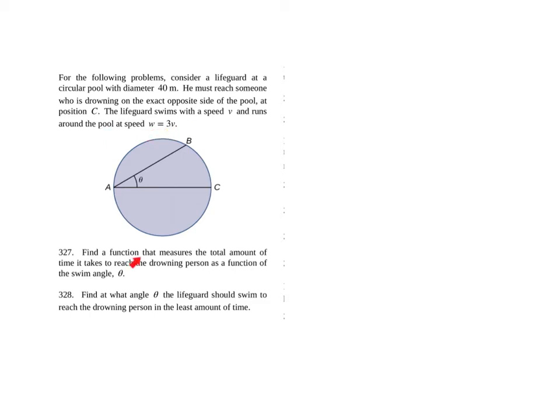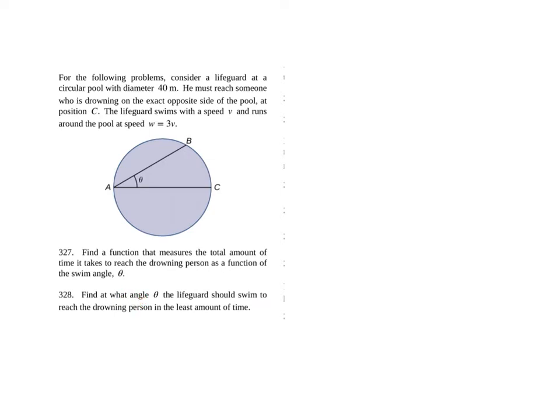We want to find a function that measures the total amount of time it takes to reach the drowning person as a function of the swim angle theta. So we define this as theta, and then we want to find a function so that when the lifeguard swims to this point B and then runs along this pool to this C. The second part is to minimize the time, find an angle that minimizes the time.